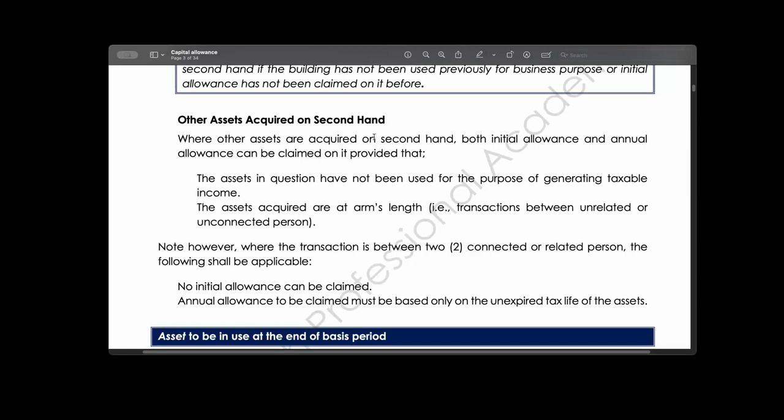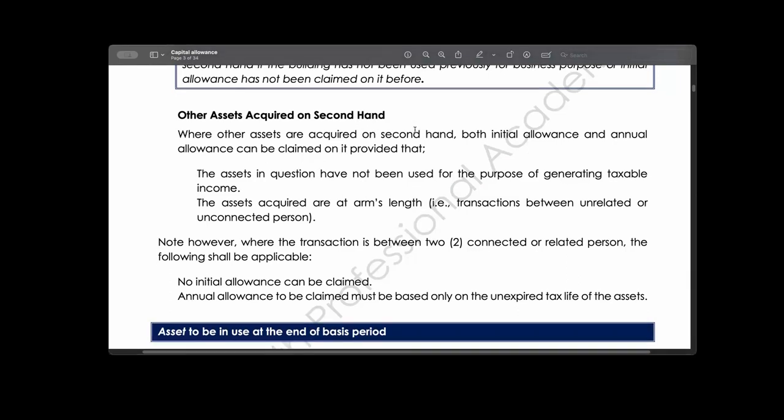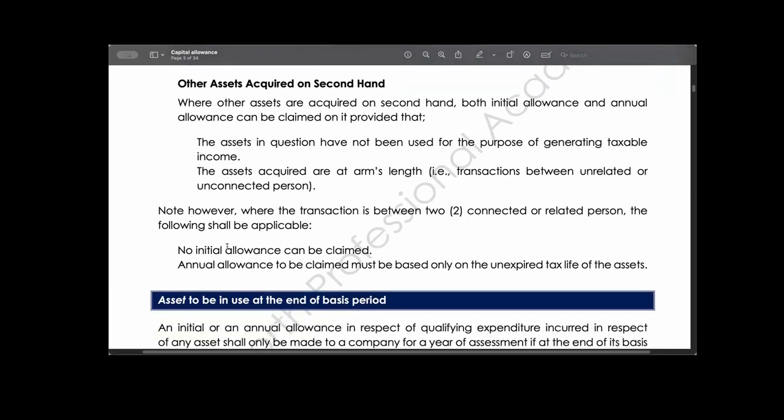Note, however, where the transaction is between two related parties, the following shall be applicable. Number one, no initial allowance will be granted. Number two, annual allowance will be granted based on the unexpired useful life of the assets.